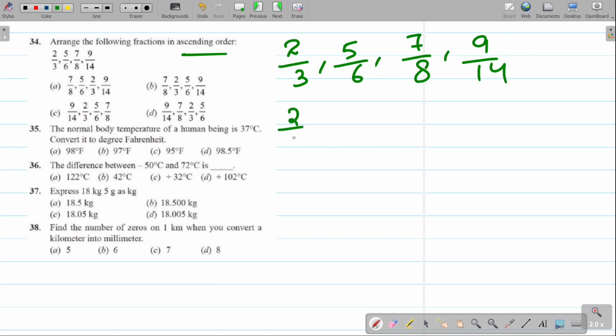Now taking two fractions at a time, 2 by 3 and 5 by 6. 6 2s are 12 and 5 3s are 15. This 2 by 3 is lesser than 5 by 6.